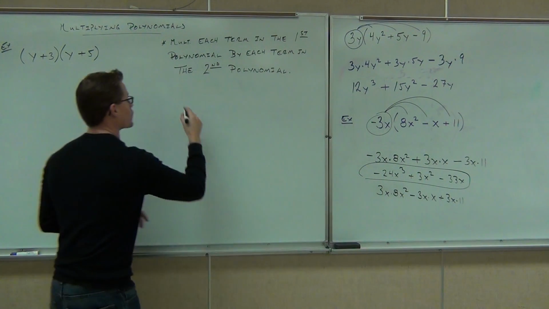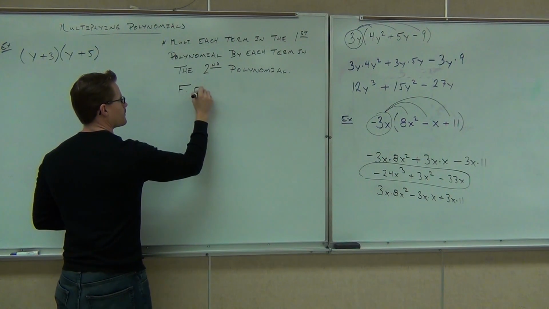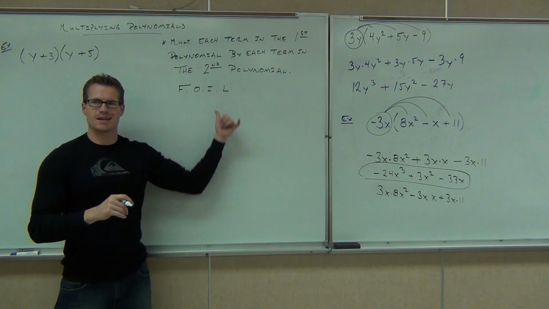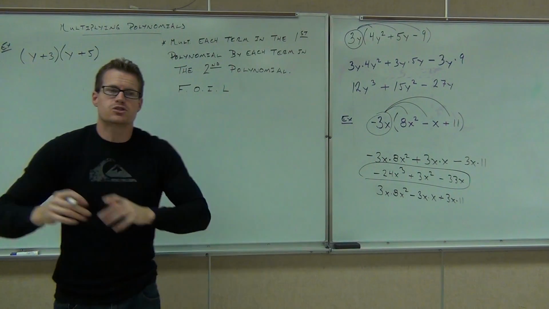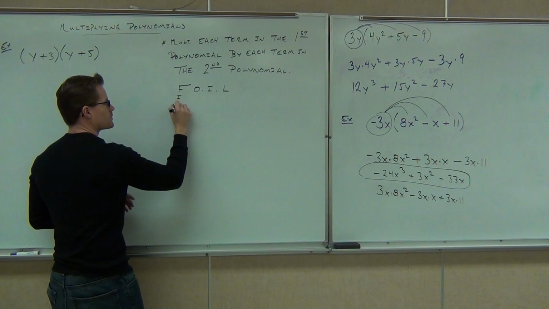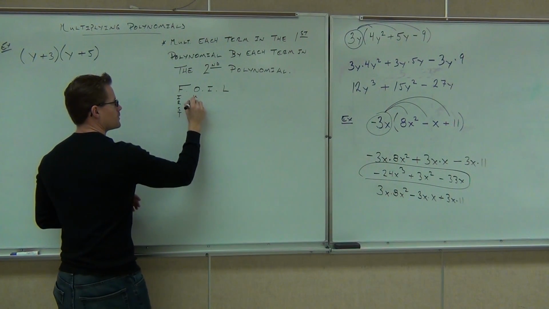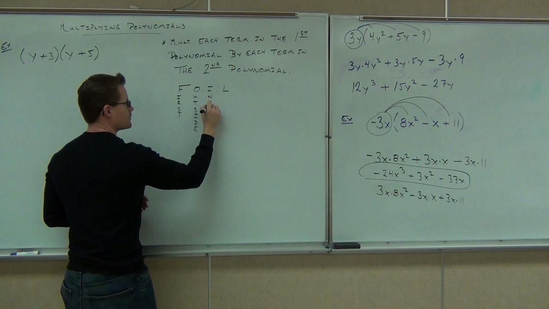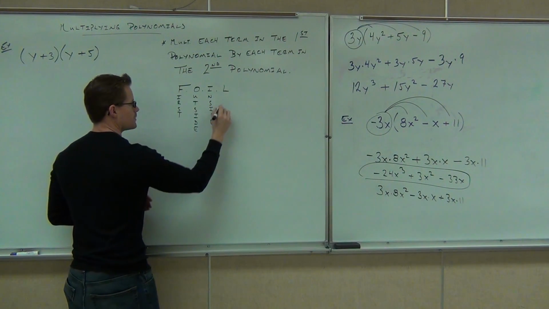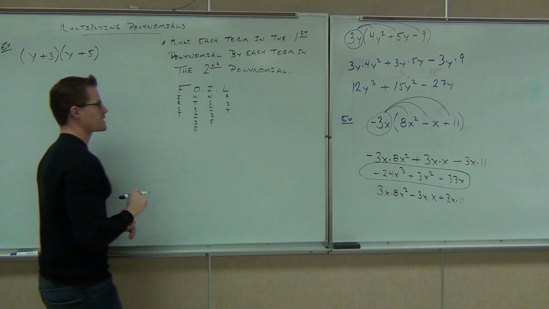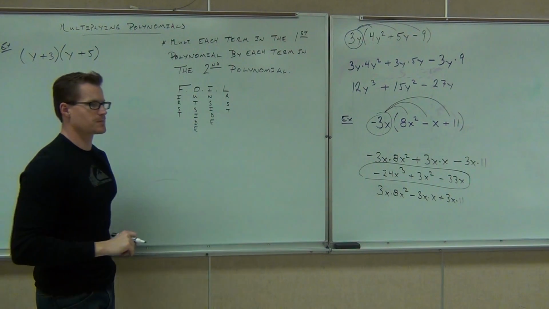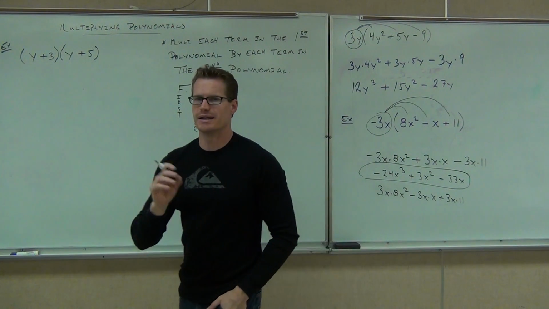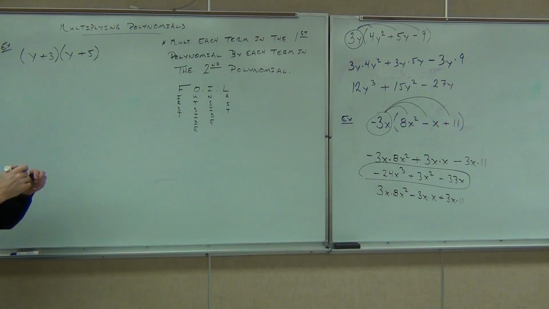Here's what FOIL stands for. FOIL stands for first, outside, inside, last. It's the way you can order these terms around. So first, outside, inside, last. First, outside, inside, last. Here's what we mean by first, outside, inside, last. Look up here at the board with me. I'll show you with my fingers what we're doing here.